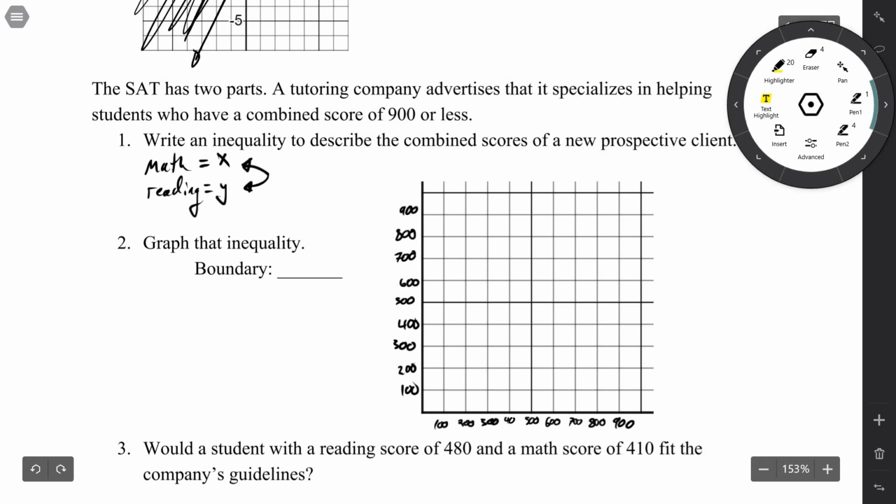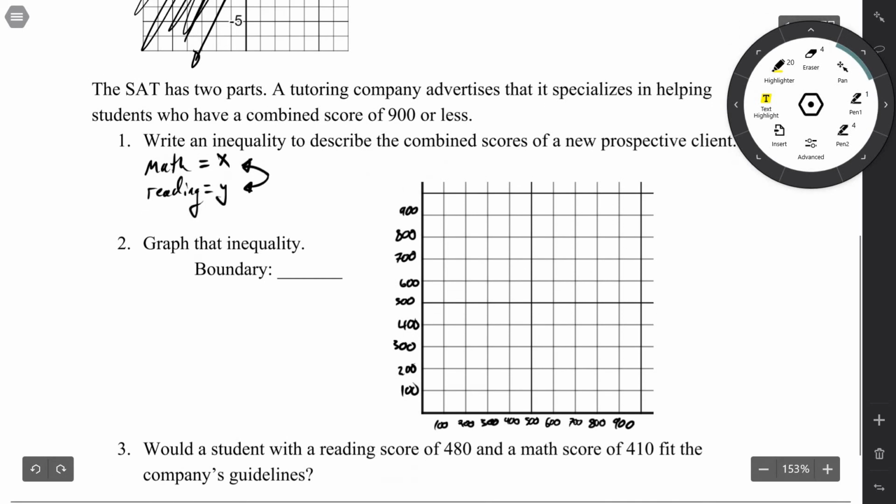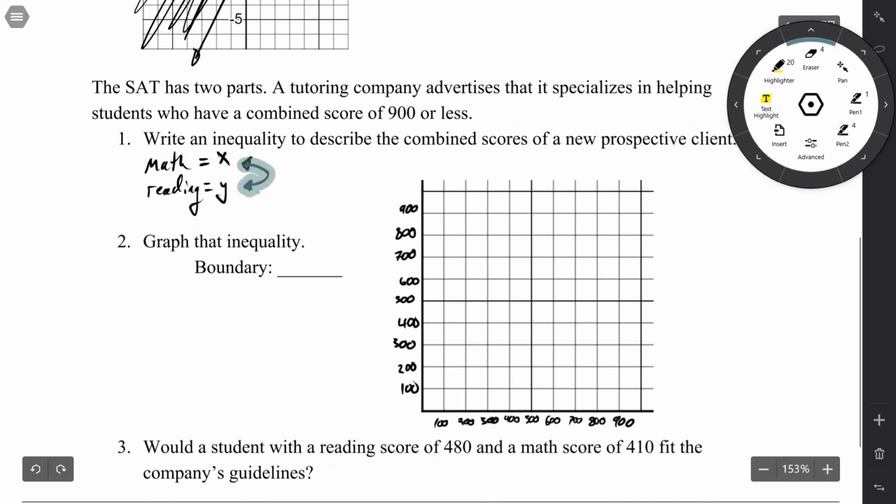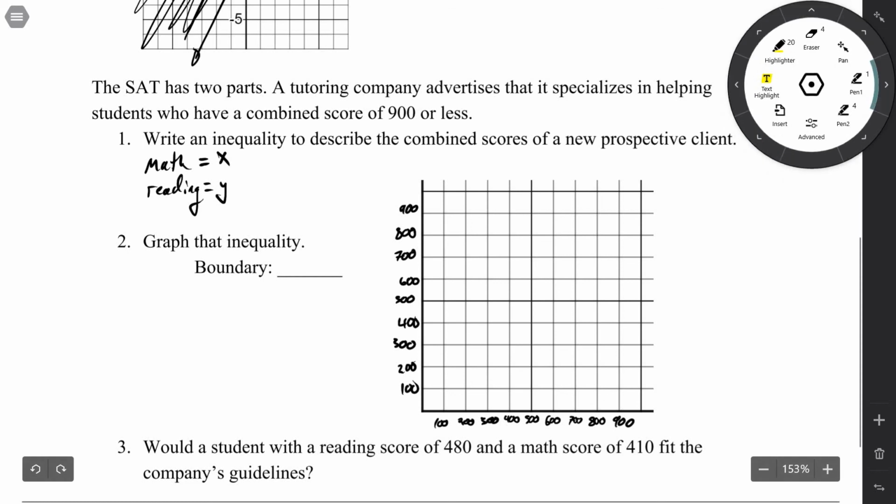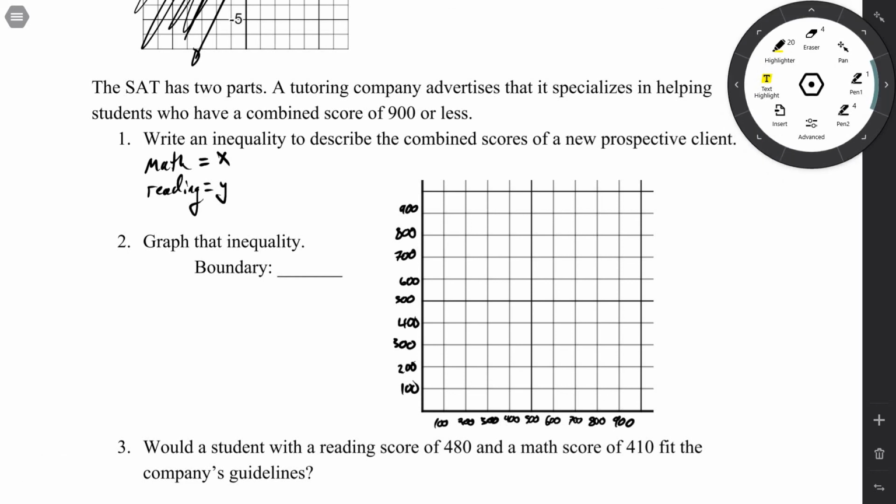All right. But we need to write an inequality. So we're saying that we have math is X and reading is Y. We're saying that the combined scores of a new prospective client need to be less than 900. Okay, let's see. If we combine them, that's just X plus Y. This score needs to be less than 900.